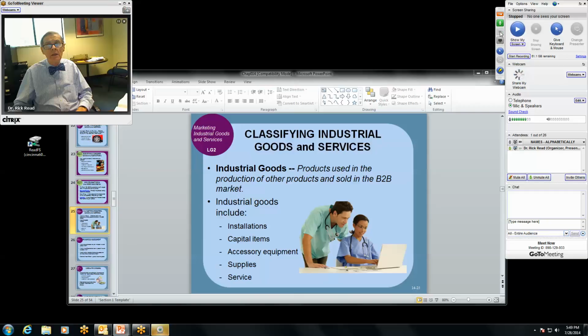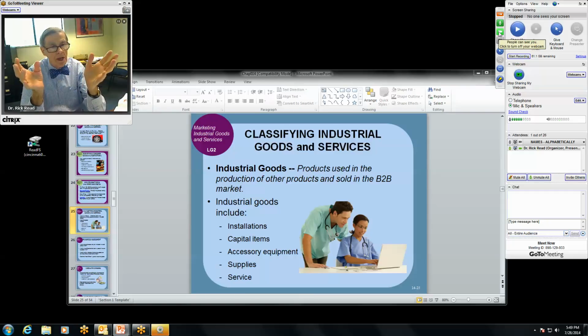Now, the next thing we're going to talk about are industrial goods and services. And these are the products we find in the business-to-business market. And so industrial goods, and we talked about installations, capital items, supplies, services, etc. Remember, these are not things that are sold to the consumer for the most part, because the consumer products are for the end user. In business-to-business market, remember, they're going to use them to manufacture other products, sometimes to resell product, or to use them for themselves, but it's not considered to be to the end user.